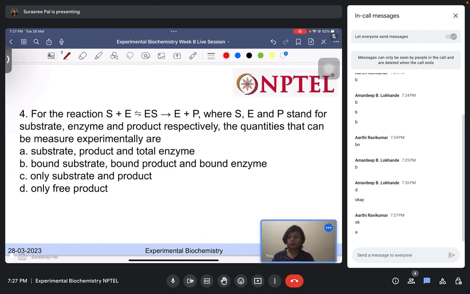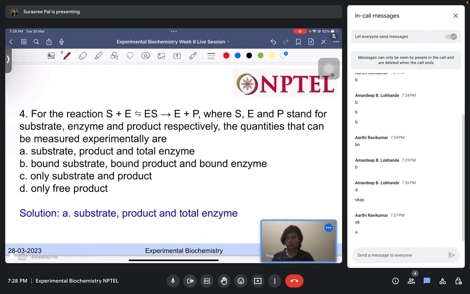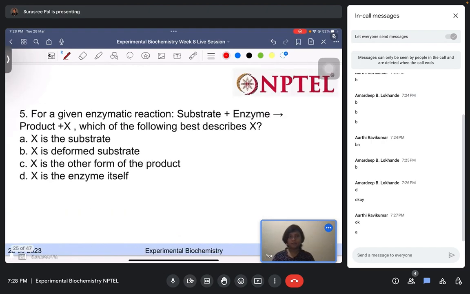Okay, so the quantities that can be measured: substrate concentration, you can measure how much substrate you are providing, how much product you are getting, and you can also measure the total enzyme concentration, because that is also known to you. So the correct answer is substrate, product, and the total enzyme. Those quantities are measurable. Next question.